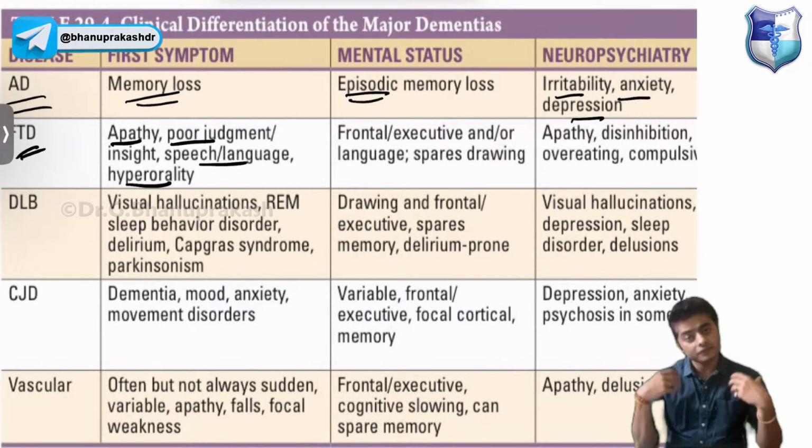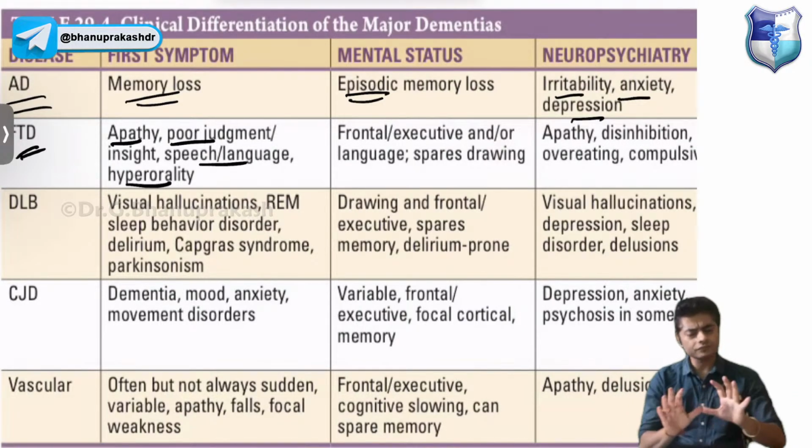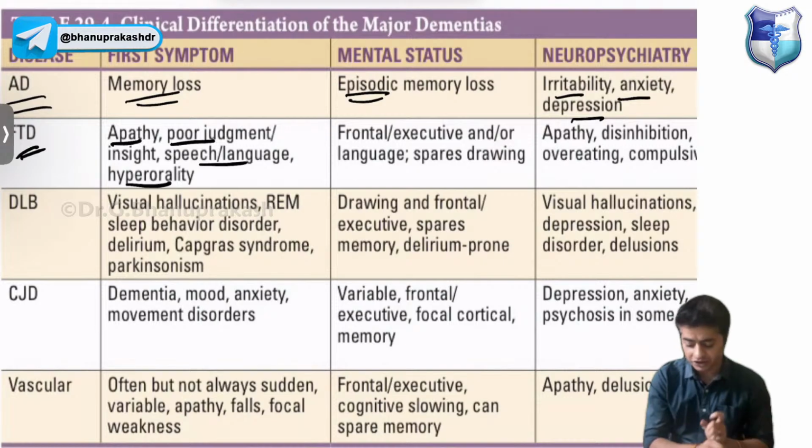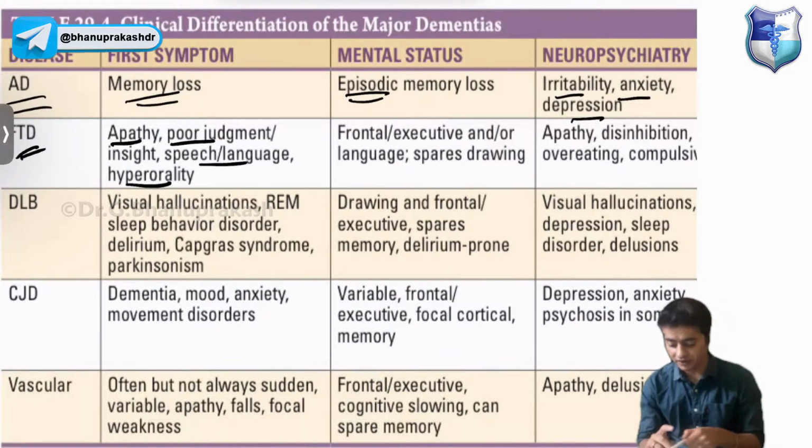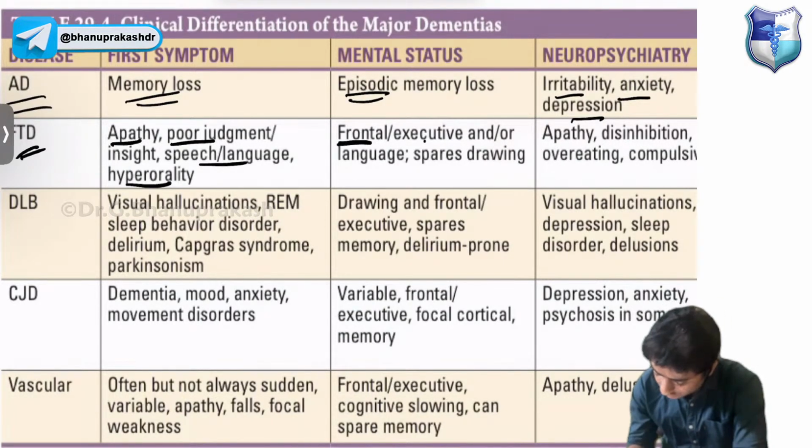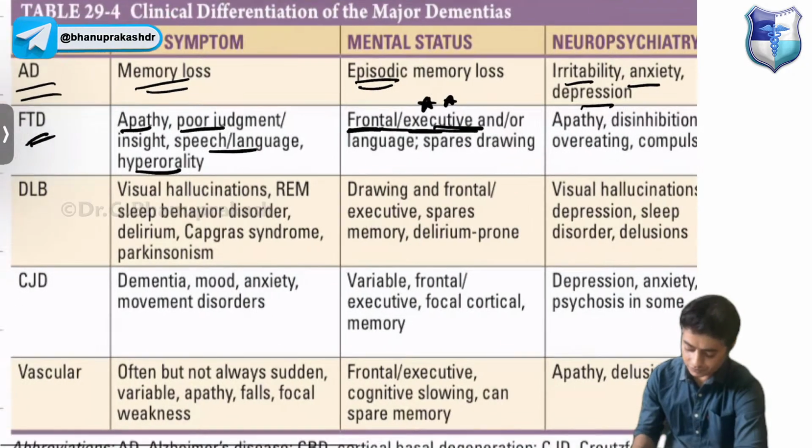He will be unbuttoning and buttoning in front of the public. Okay. He will be sexually abusing the patient. So frontal lobe features will come first. So there will be frontal executive symptoms which are present first.